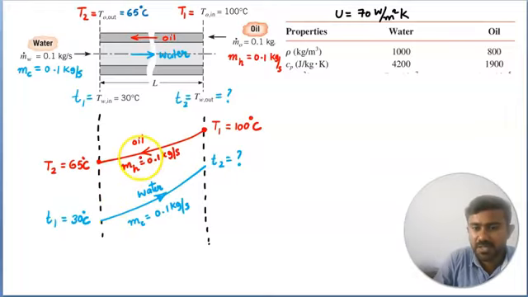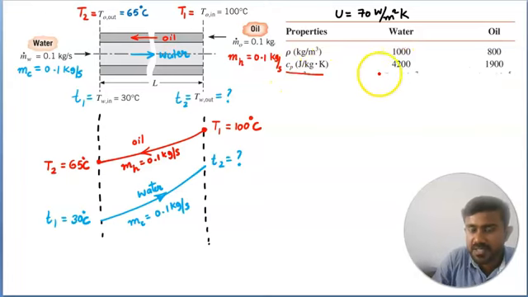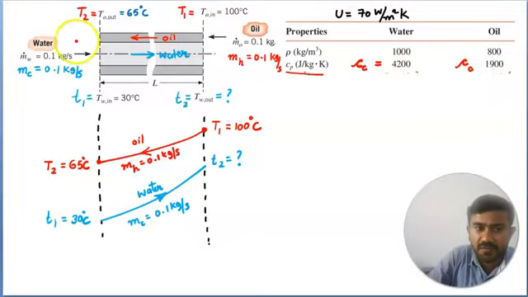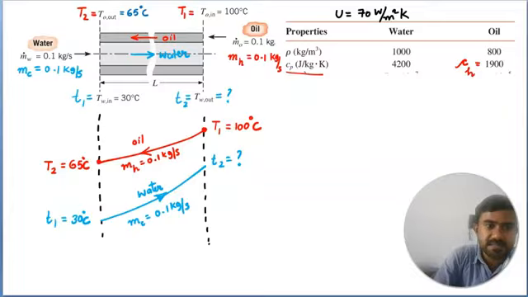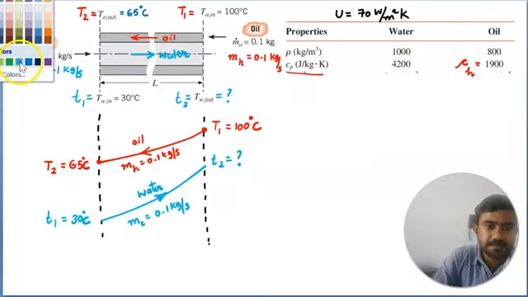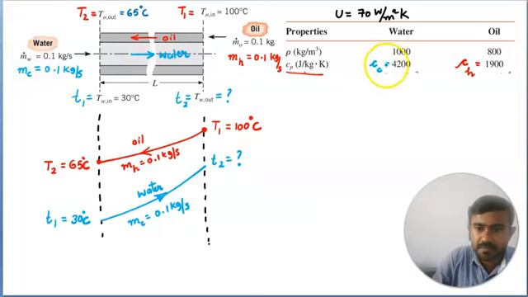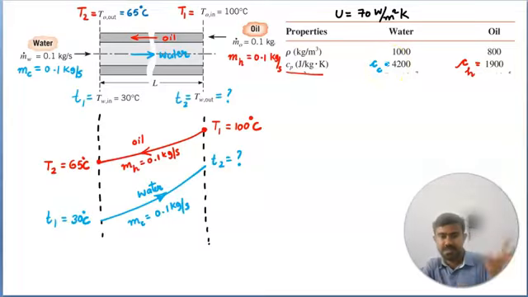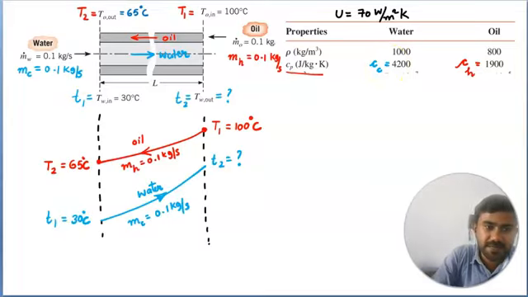Do I know the Cp values for oil and water? Yes. So here the Cp values are given. This is Cp for the cold fluid. So this is small c_c. And this is the lowercase c for the hot fluid. So this is c_h. Oil is the hot fluid. And water is the cold fluid. That will be c_c. Okay, so we have all the data that we want to find the heat transfer rate.